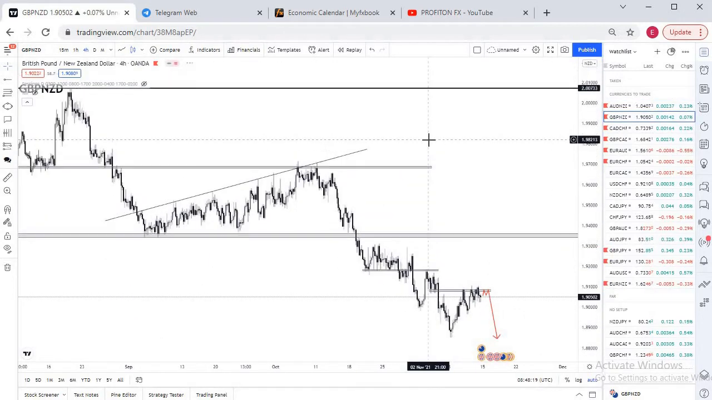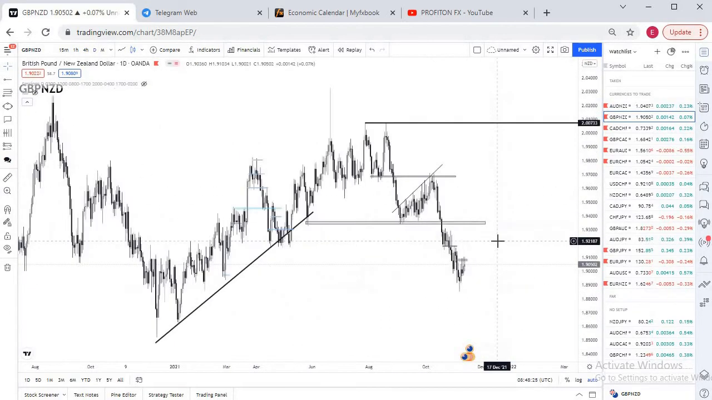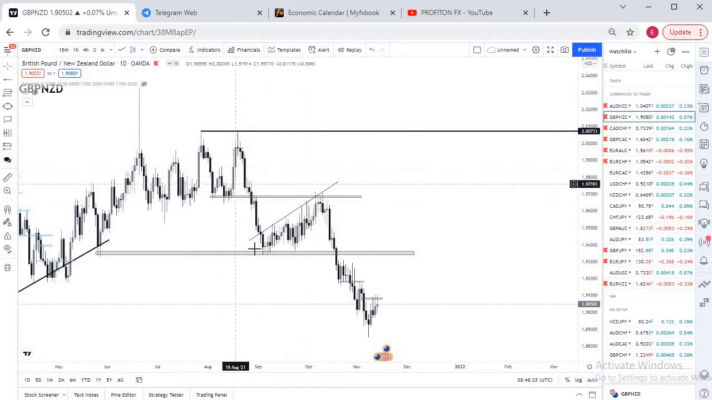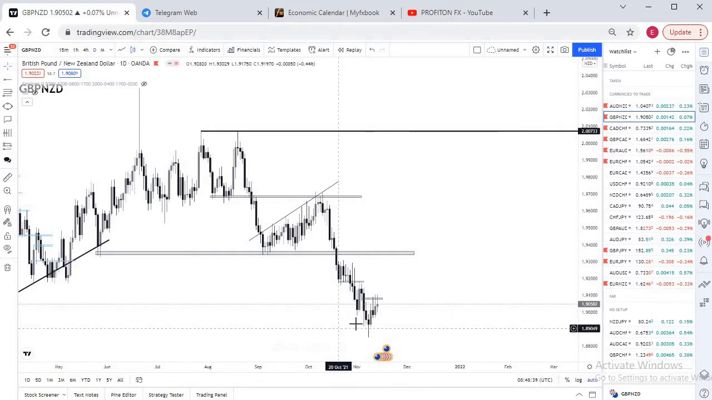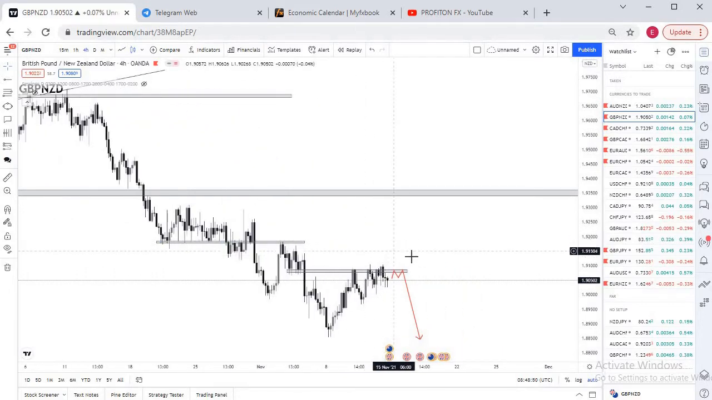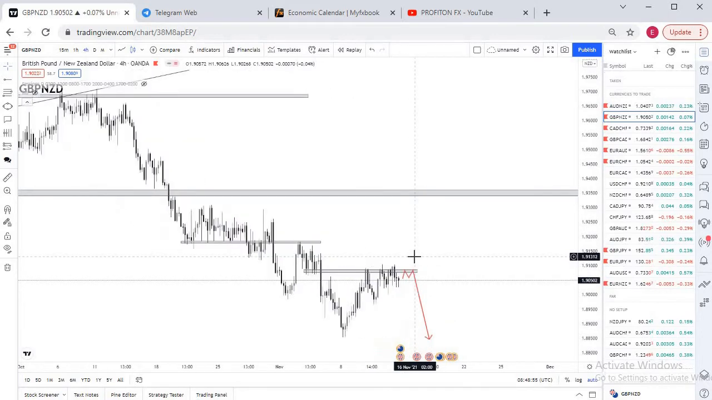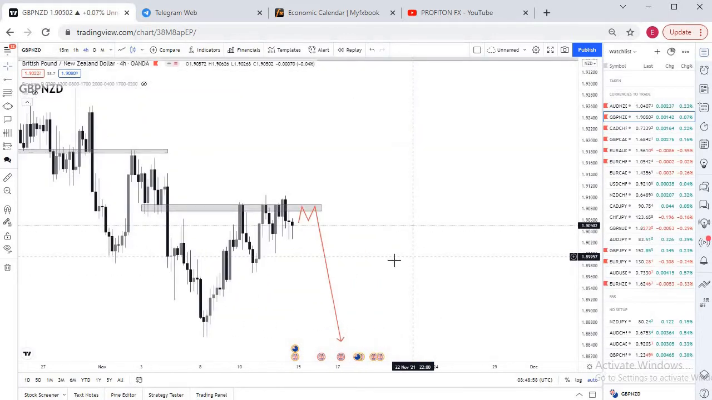GBPNZD. Now GBPNZD, we have a similar setup to AUDNZD. We are currently in a bearish trend, forming lower lows and lower highs. Now here the market seems to be a little bit extended at this point, because we are yet to see a considerable correction in this market. So I'm not really certain of this market. I'm just watching it. However, there is a small setup that I've identified at this level here.